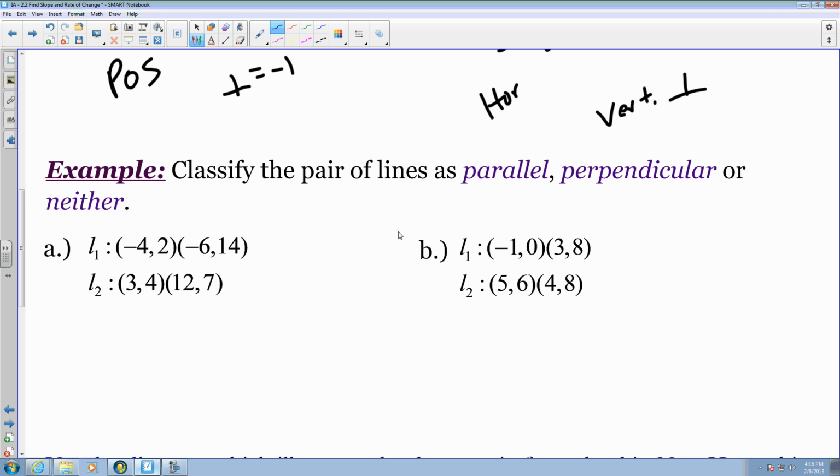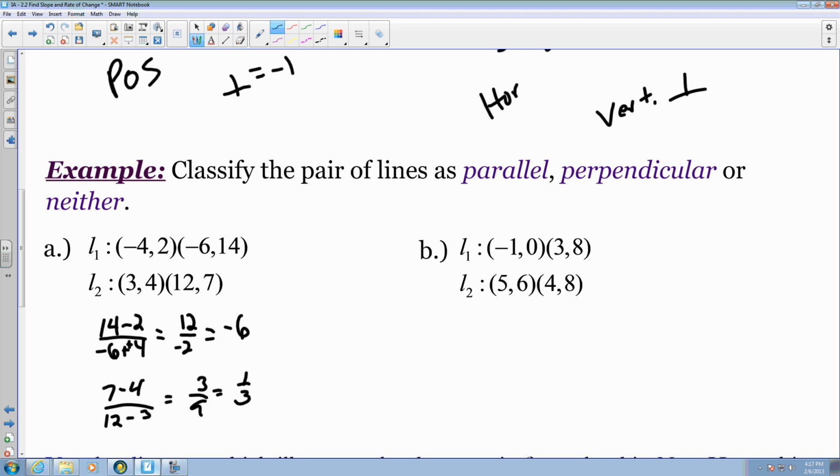So let's get started. If I have 14 minus 2 divided by negative 6 minus a negative 4, plus plus gives me 12 over 2, which gives me a 6. Now for line 2, if I go 7 minus 4 divided by 12 minus 3 equals 3 over 9, which equals 1/3. Both values are not the same, so they're not parallel. They're not the negative reciprocals of each other, so this would be neither.